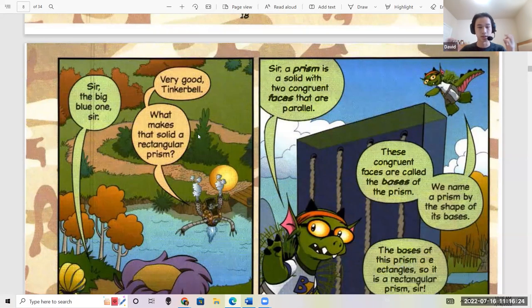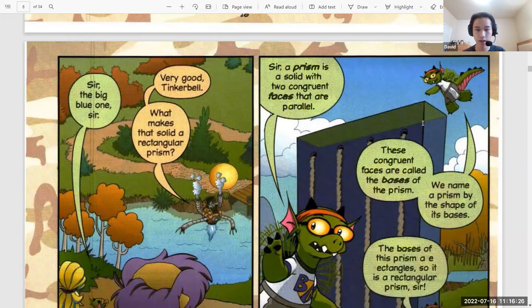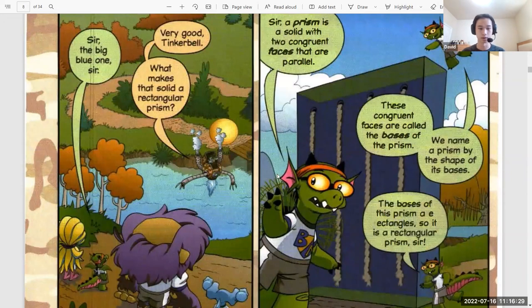Congruent means that they're the same shape. So if you look at the top of this shape over here, you see these green panels? This is a rectangle and this is the other rectangle. And these two are congruent because they're the same rectangle. They have the same width, they're the same length.